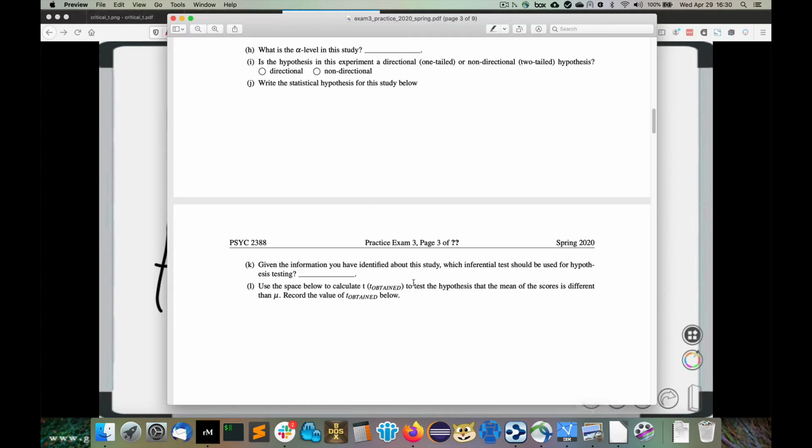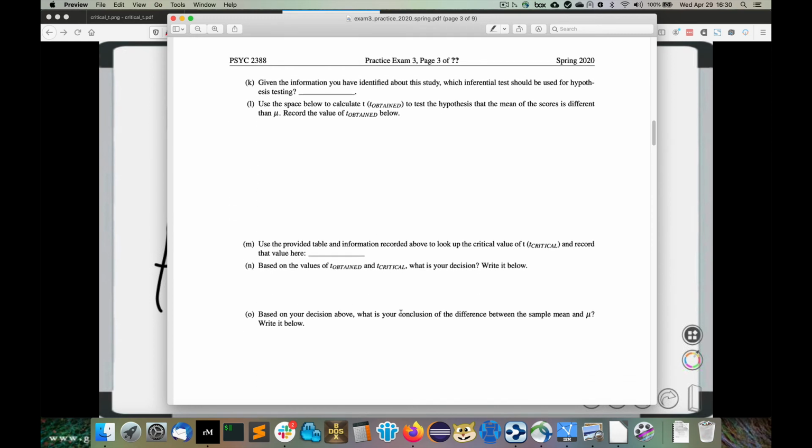Next, we go to K. Given the information you've identified about this study, which inferential test should be used for hypothesis testing? Which test should you use to determine if it's the null hypothesis or the alternative hypothesis? Well, as I've said before, you only know one inferential test, and that is the one sample t-test. So you're going to write in this section right here, one sample t-test, because that's the only one you know. Then for L is where we calculate the one sample t-test, to get a value that I call here t obtained.